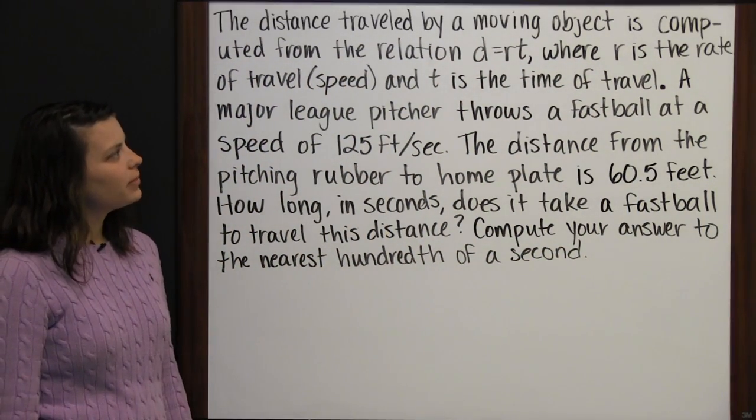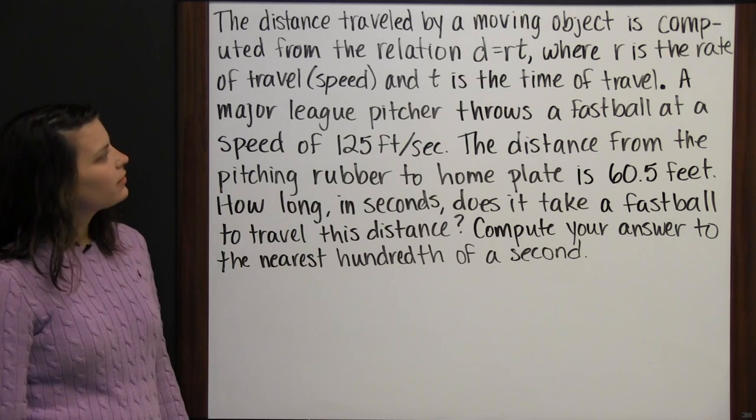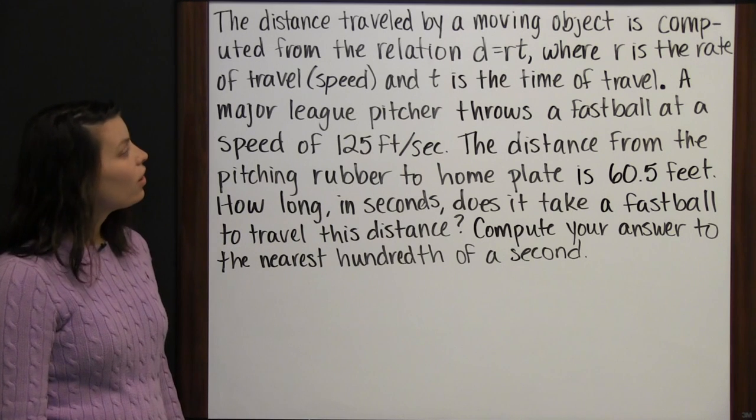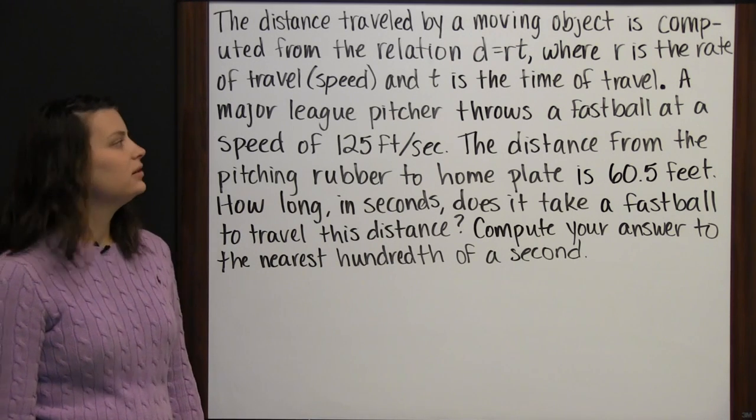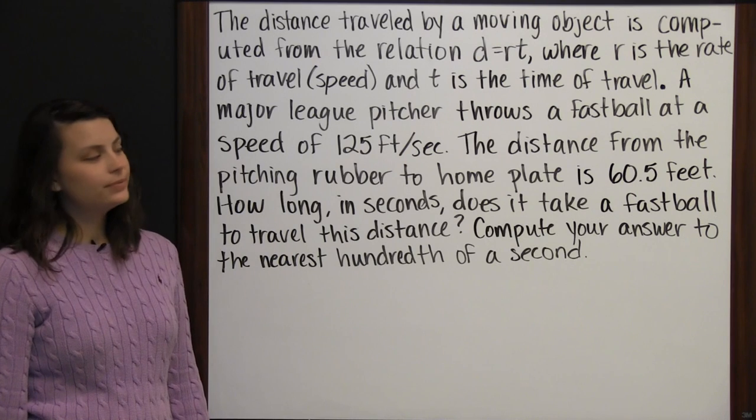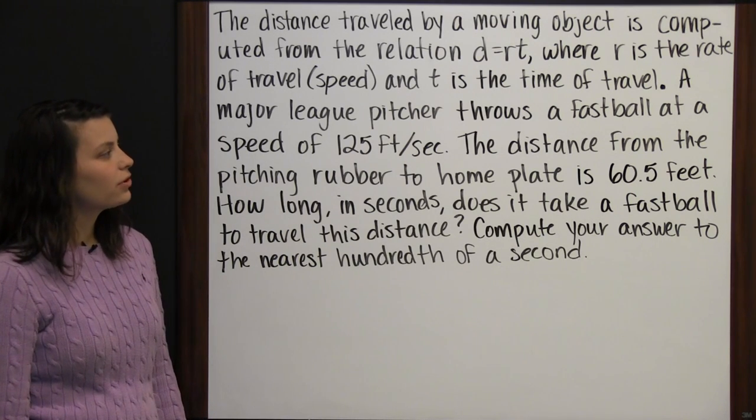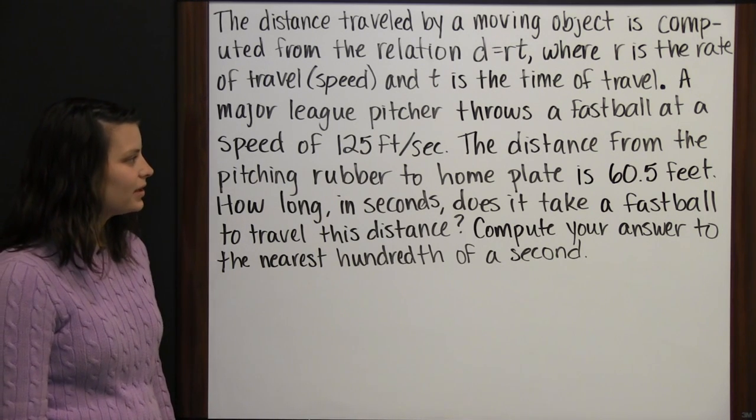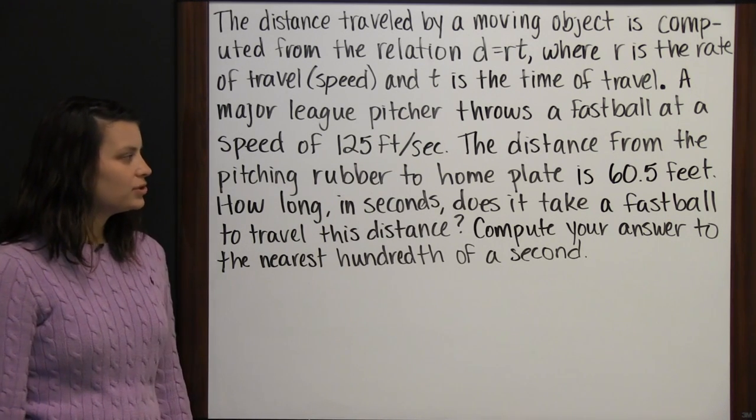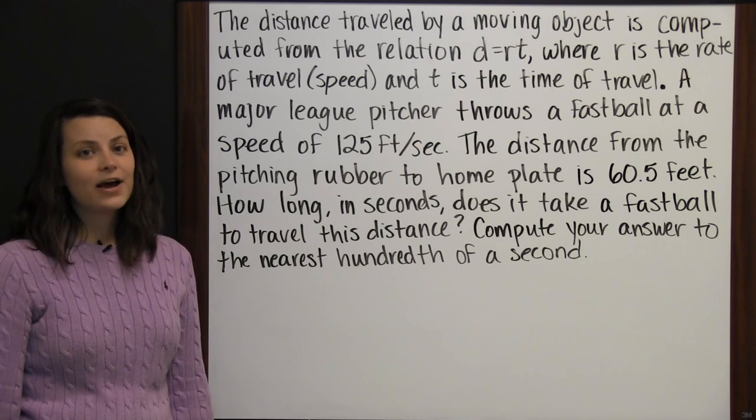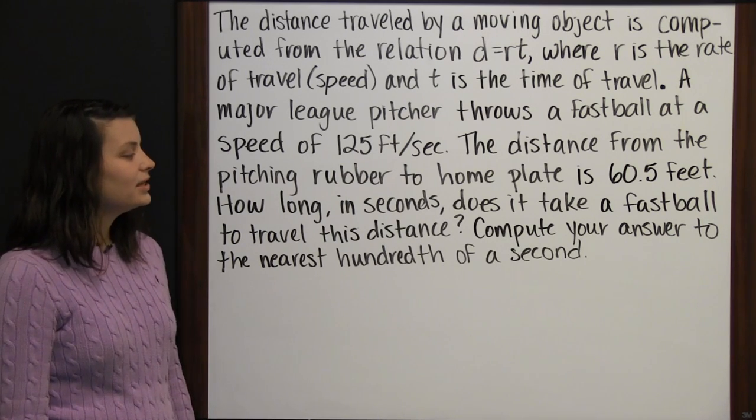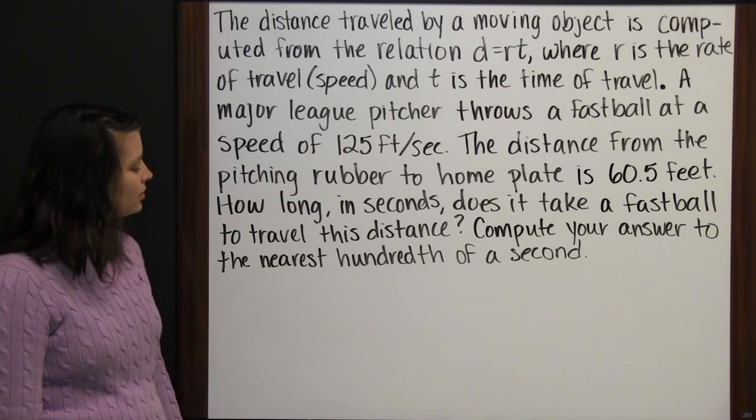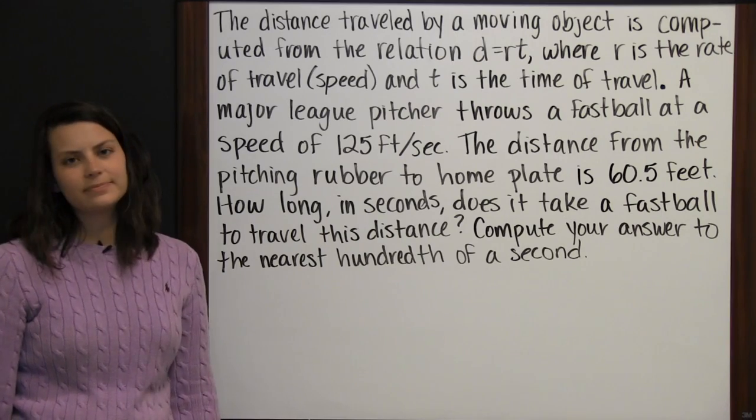The distance traveled by a moving object is computed from the relation distance equals rate times time, where r is the rate of travel, speed, and t is the time of travel. A major league pitcher throws a fastball at a speed of 125 feet per second. The distance from the pitching rubber to home plate is 60 5/10 feet. How long, in seconds, does it take a fastball to travel this distance? Compute your answer to the nearest hundredth of a second.